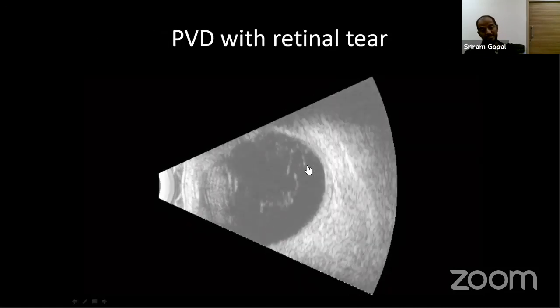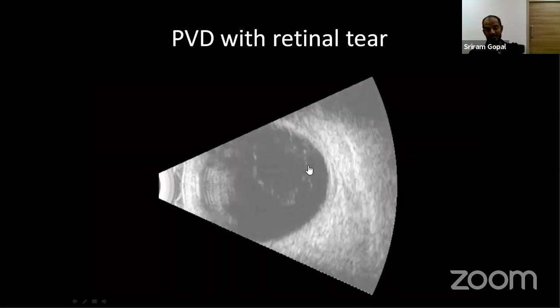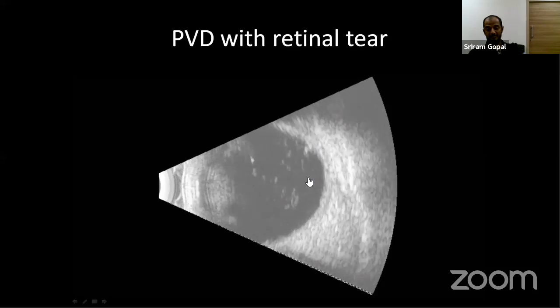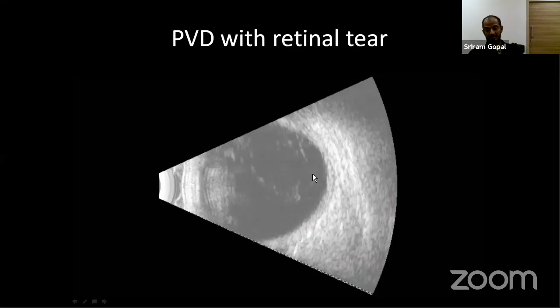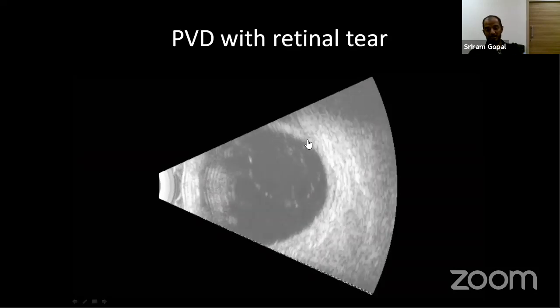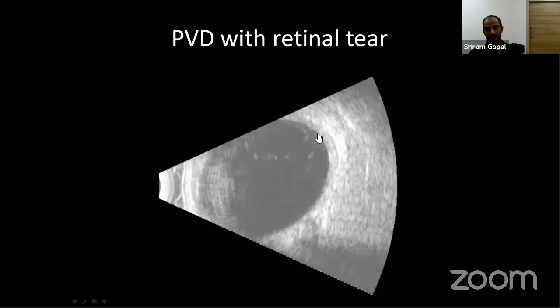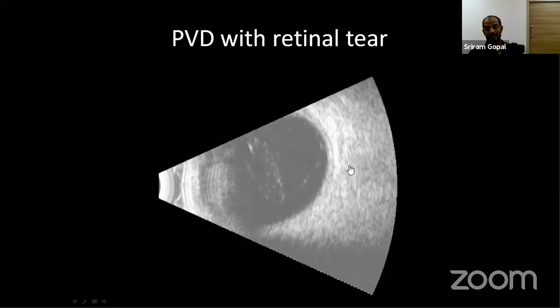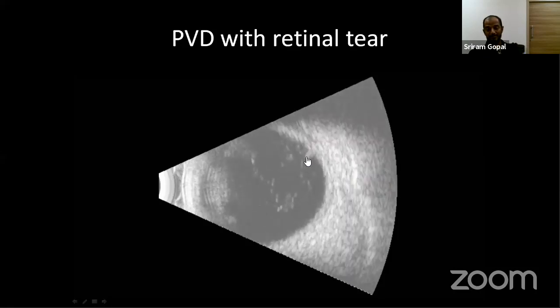Ultrasound is useful to see things which you cannot see. This is a patient with a sudden onset vitreous hemorrhage. Careful ultrasound, if you notice this area here, the vitreous is detached all around, but it is still stuck here. And you see a small high reflective stalk projecting out here, this area, which is actually a retinal tag. This one.